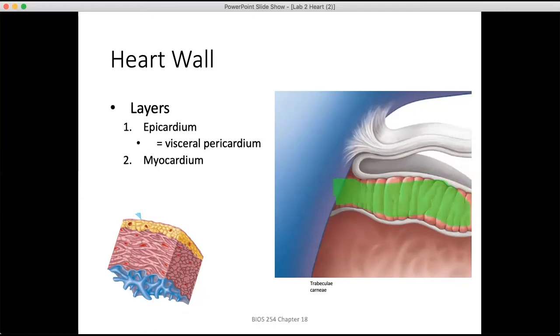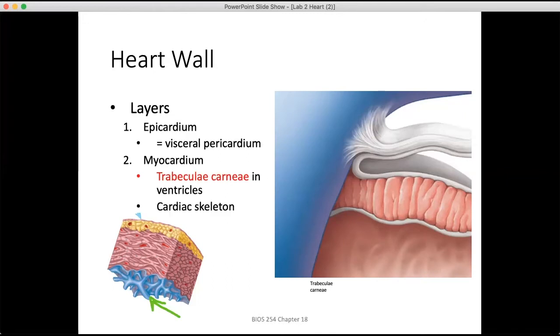The second layer is the myocardium. This is the thickest layer and consists of cardiac muscle cells. Within the ventricles, the muscle cells are arranged into columns or ridges called trabeculae carneae, visible at the tip of the arrow in the lower left-hand corner of this slide.